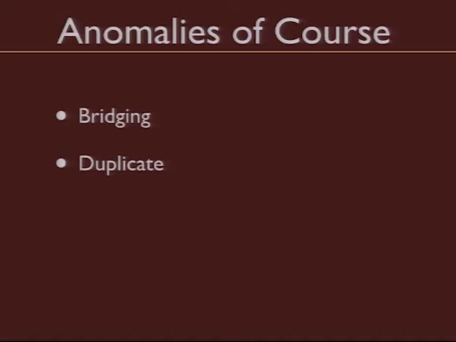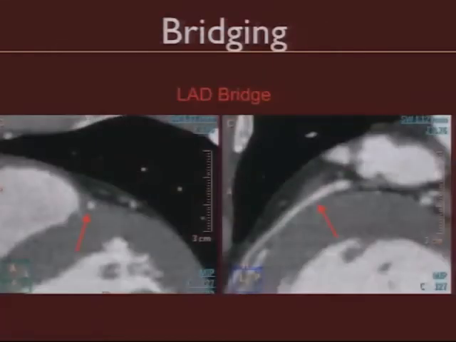Then you can have anomalies of course. We can have myocardial bridging, and as we saw earlier, a duplicate LAD. So here's just myocardial bridging. We see this fairly commonly. It occurs in about a third of patients when you look at the images on CT, and the majority of these are within the mid-LAD. Generally, they don't cause much problem, although rarely they can cause ischemia and sudden death.